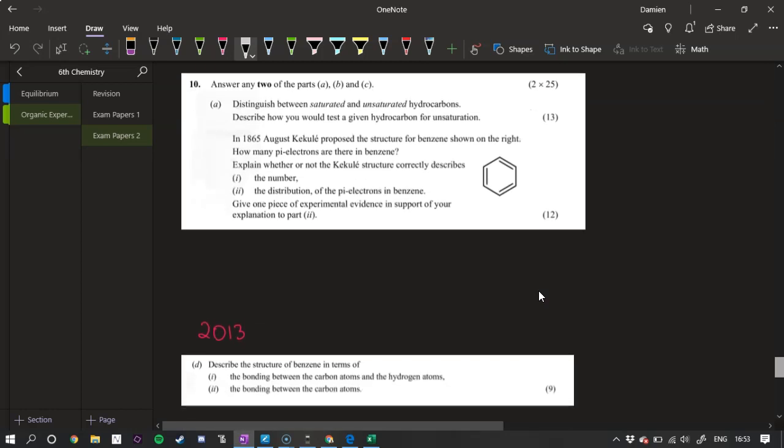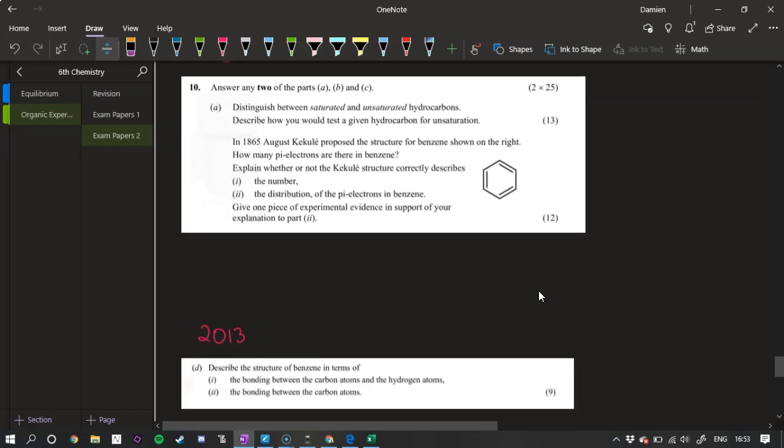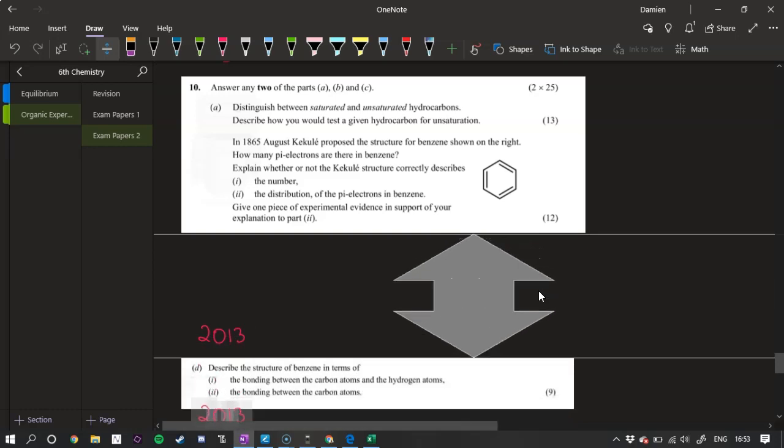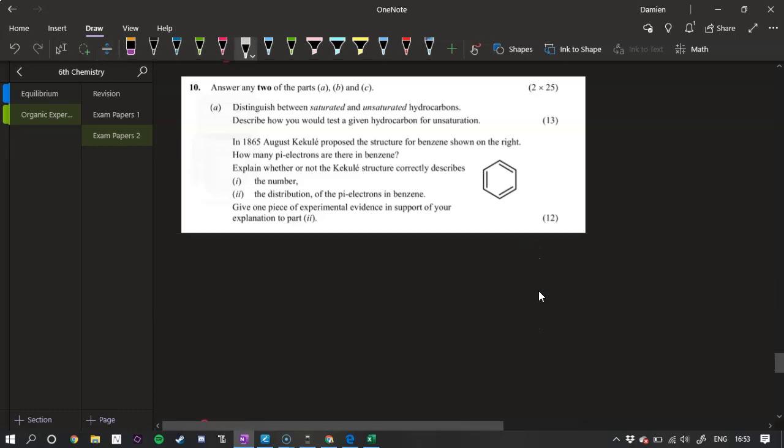Answer any 2 parts. So part A was organic chemistry: distinguish between saturated and unsaturated hydrocarbons. Now that's from a different section, but we know what that is. So saturated, of course, contain single bonds, and unsaturated contain double bonds or triple bonds. And there's tests for that. The test being acidified potassium permanganate or bromine water. Describe how you test a given hydrocarbon for unsaturation. So again, that's the test. That's from another section. You hopefully know that.